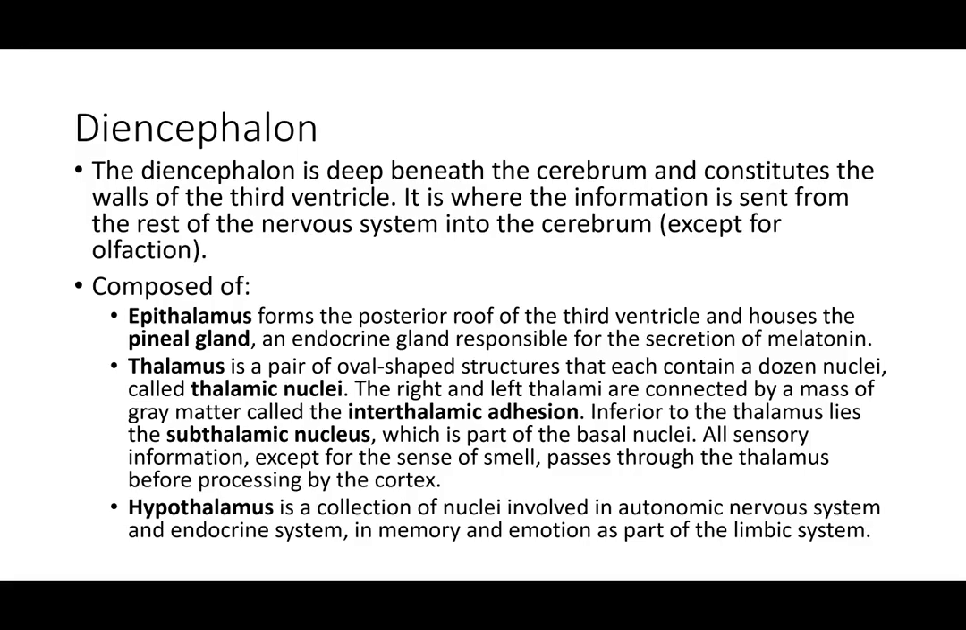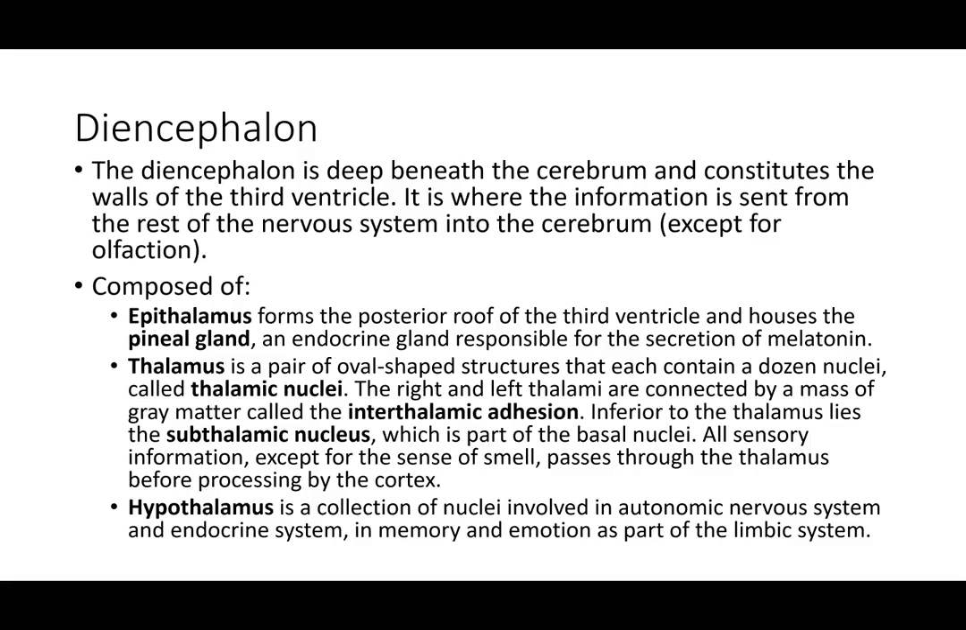All right, so we did look at ventricles already, so the diencephalon is making up the walls of that third ventricle. This is where information gets sent from the rest of the nervous system into the cerebrum, with the exception of the olfaction sense. So our sense of smell does not sit here, but anything else coming from the nervous system is collecting here in the diencephalon. All right, so brain, spinal cord, peripheral nervous system all end up sending information into this region of the brain.